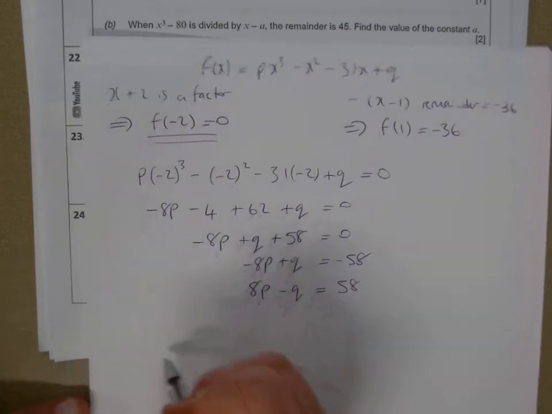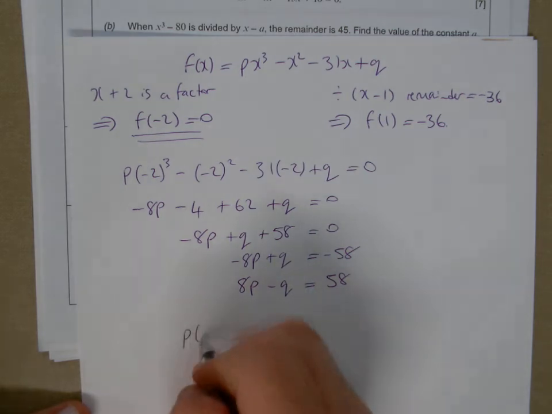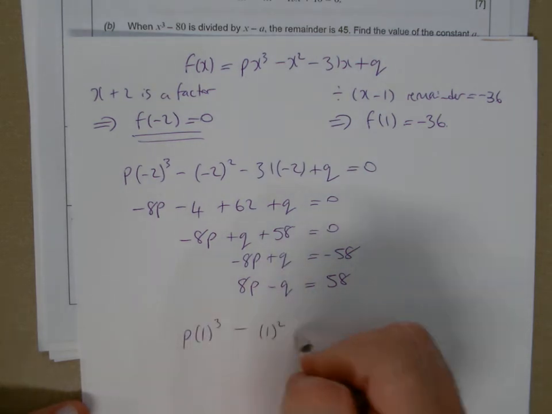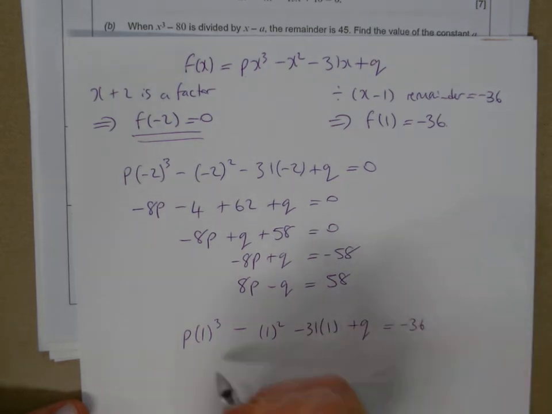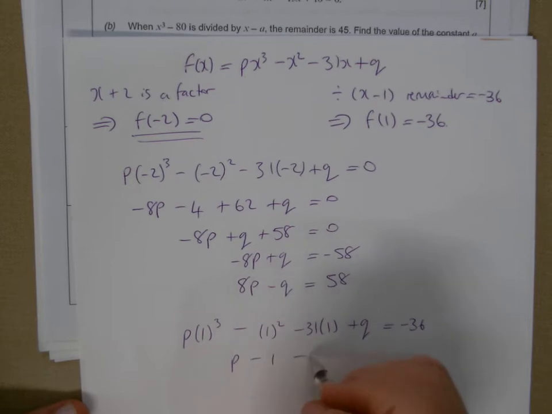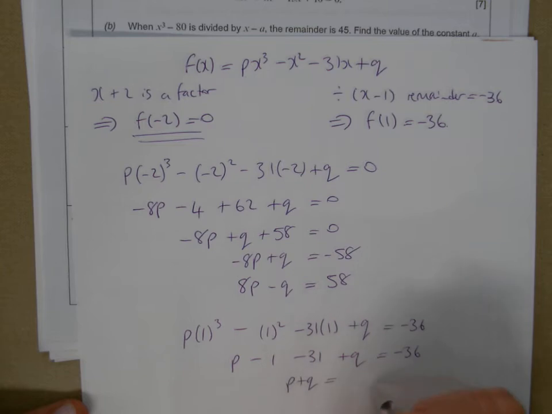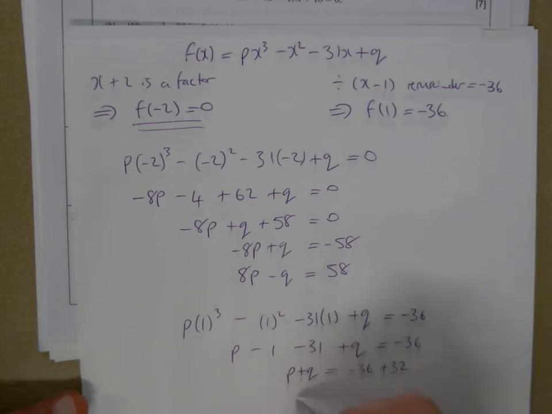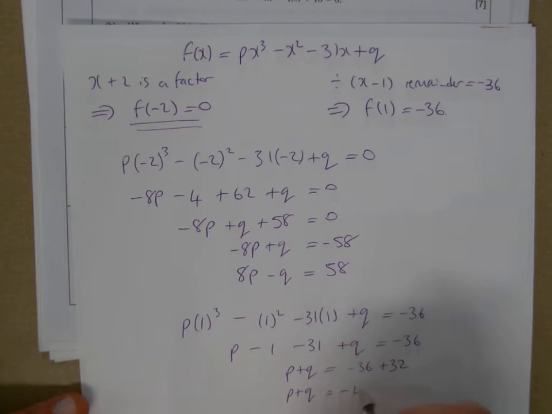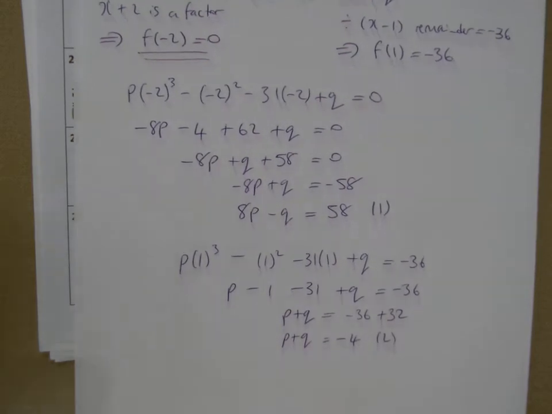So f of 1 is minus 36. If we put 1 in there, that will equal minus 36. So that'll be p minus 1 minus 31 plus q equals minus 36. So p plus q will equal minus 36 plus 32, since minus 32 taken over becomes plus 32. So p plus q is equal to minus 4. So we've got an equation 1 and an equation 2, and we could solve them simultaneously.